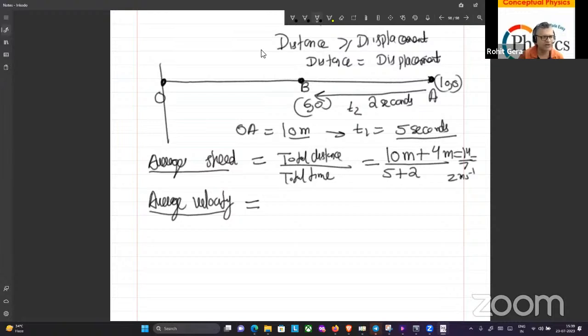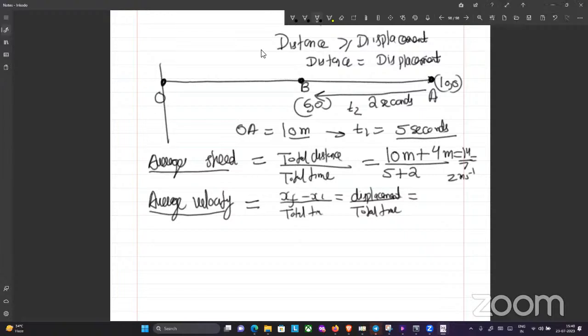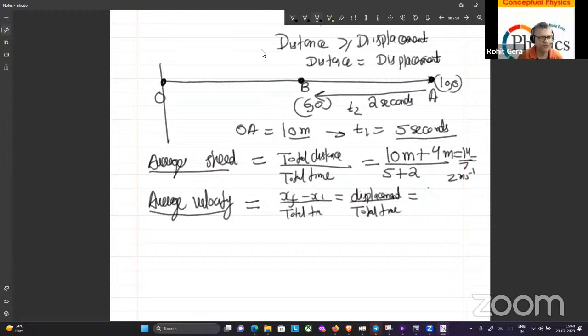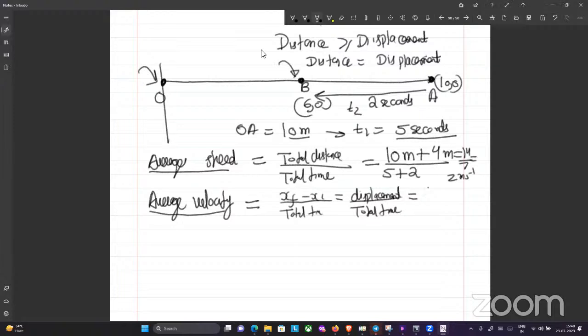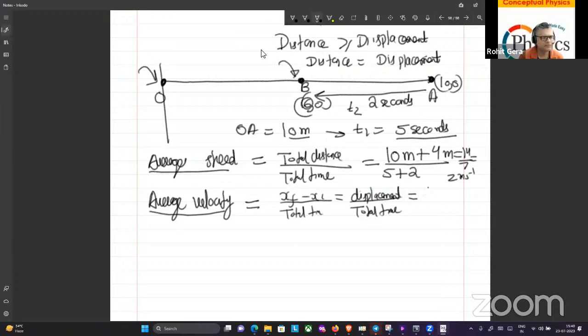Now when you talk about average velocity, velocity on the contrary is all about final position minus initial position, which is displacement upon total time. So this is going to be displacement upon total time. Tell me the displacement. 4. You started from here and you ended here.